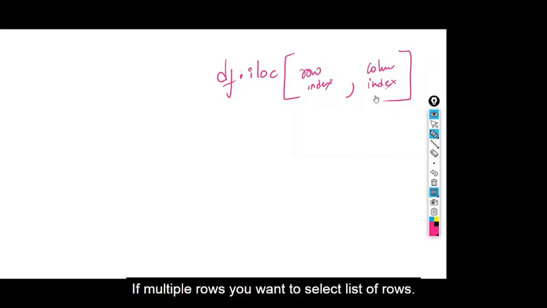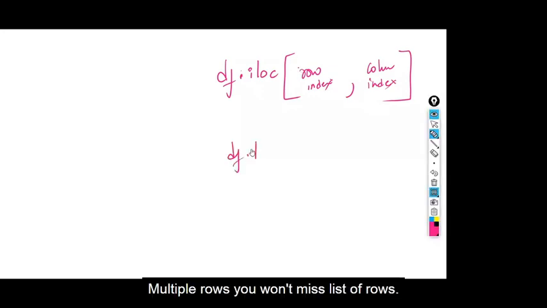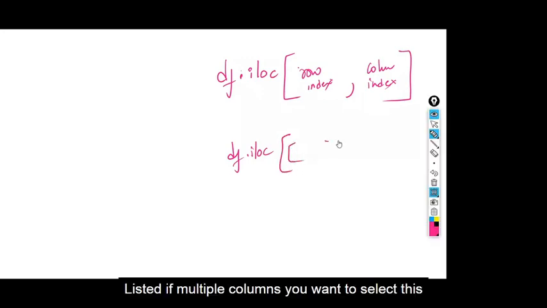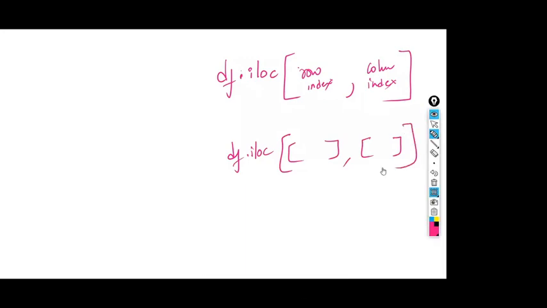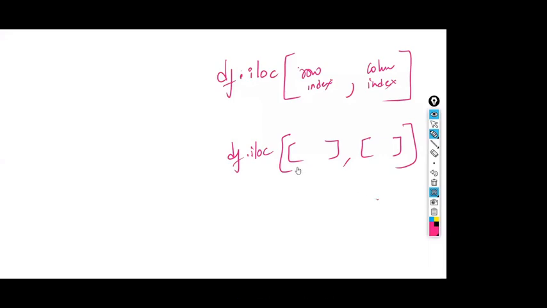If you want to select multiple rows, give a list of rows. If you want to select multiple columns, give a list of columns. If you want to select only one column, give only one number. Multiple rows you can write like this, anything of your choice.